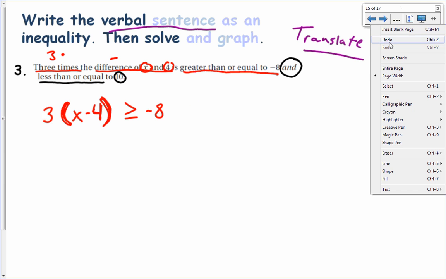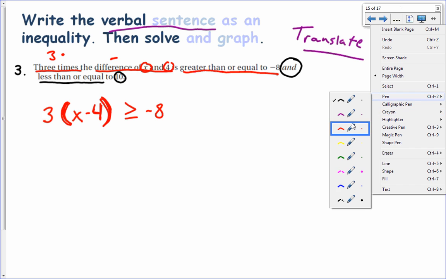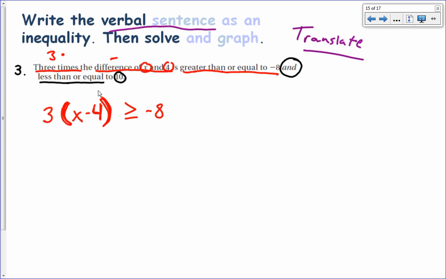I would recommend that maybe we could go back through, and some of you know we did this in class. We can say all of this right here, 3 times the difference of x and 4, we could give this a name. Now, I'm just going to give it a generic name. I'm going to say Bob. Instead of saying 3 times the difference of x and 4, I'm just going to say Bob and see if that helps make things more clear. Bob is greater than or equal to -8 and less than or equal to 10. Well, that does make it more clear for me.